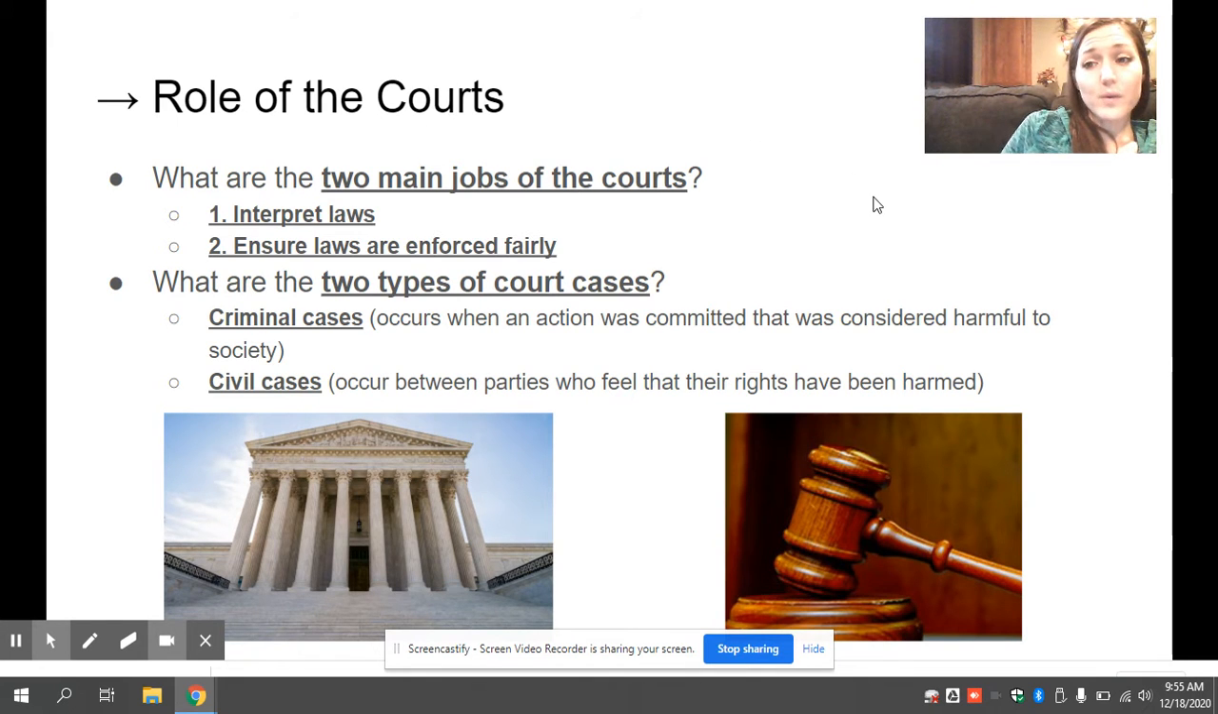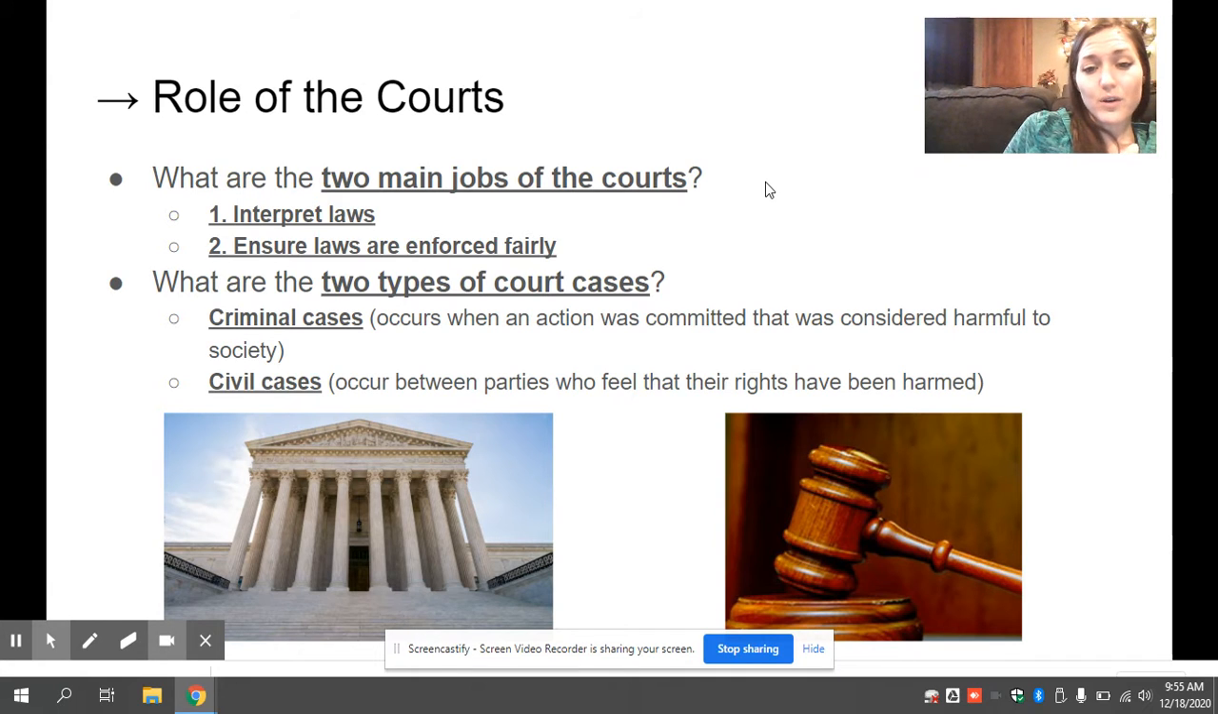Role of the court. So when we're talking about the judicial branch, we're talking about the courts, and they have two main jobs. Number one, to interpret the laws. Number two, ensure the laws are enforced fairly. And they listen to two different types of court cases. Criminal cases, you're probably a little bit more familiar with those, and civil cases.